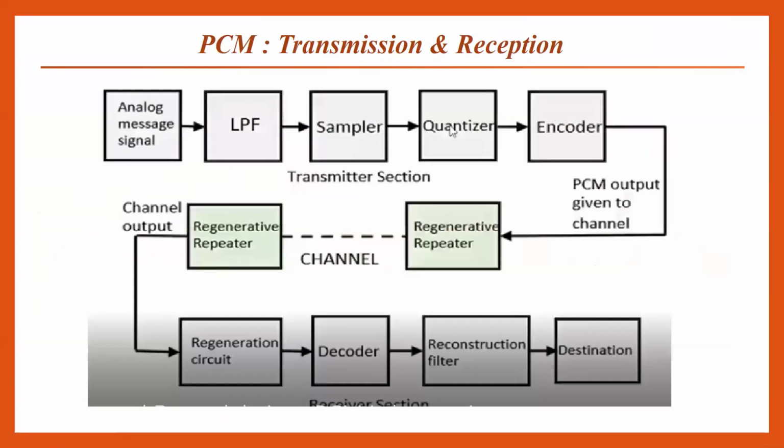After the quantization process, for example, we have taken 0 to 8 volt and we have set 4 levels: 0 volt, 2 volt, 4 volt, 6 volt. These are the levels we have set, and all the signal amplitudes will be converted into these levels. The nearest level will be assigned to each value. So now we have 4 levels: 0 volt, 2 volt, 4 volt, 6 volt.